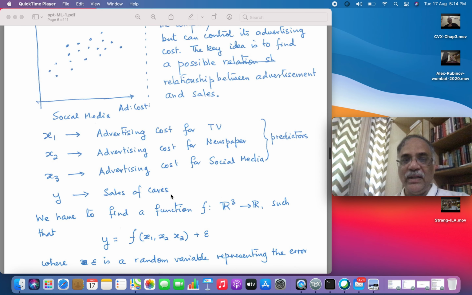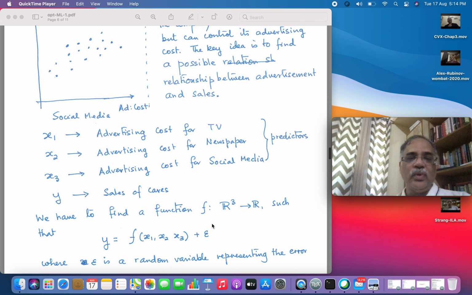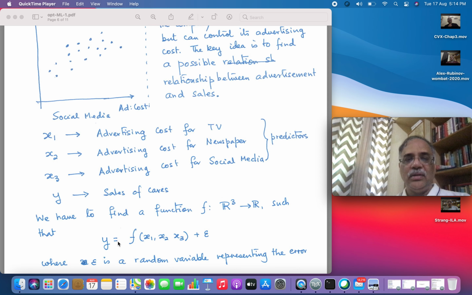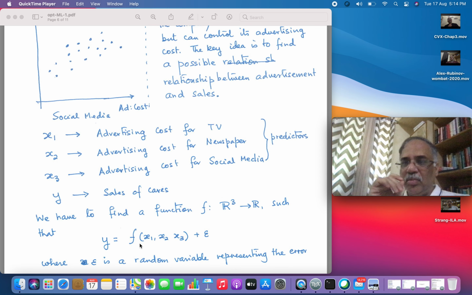And why is the sales of the cars? Sorry, there's a mistake, it's not cars, it's cars. So we have to find a function from R3 to R such that I can write down this relationship. Y is a function of x1, x2, x3, those costs, plus some error.